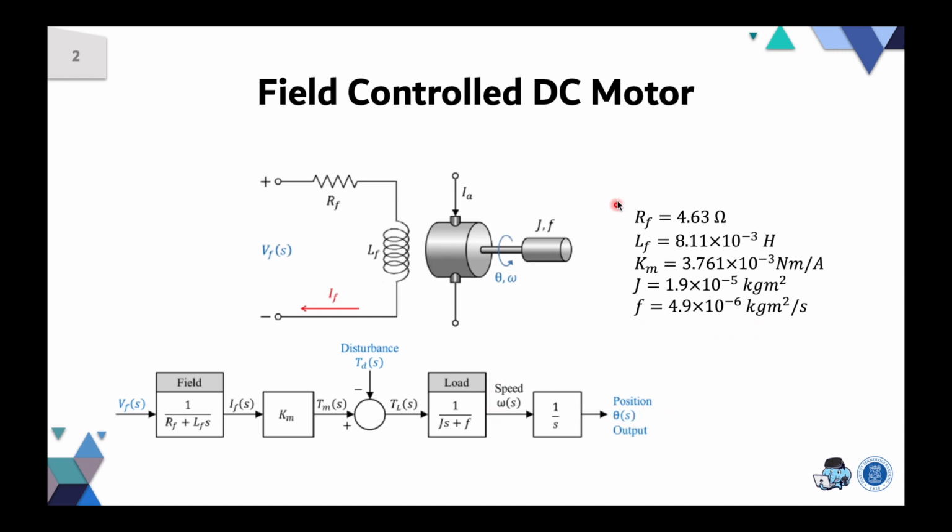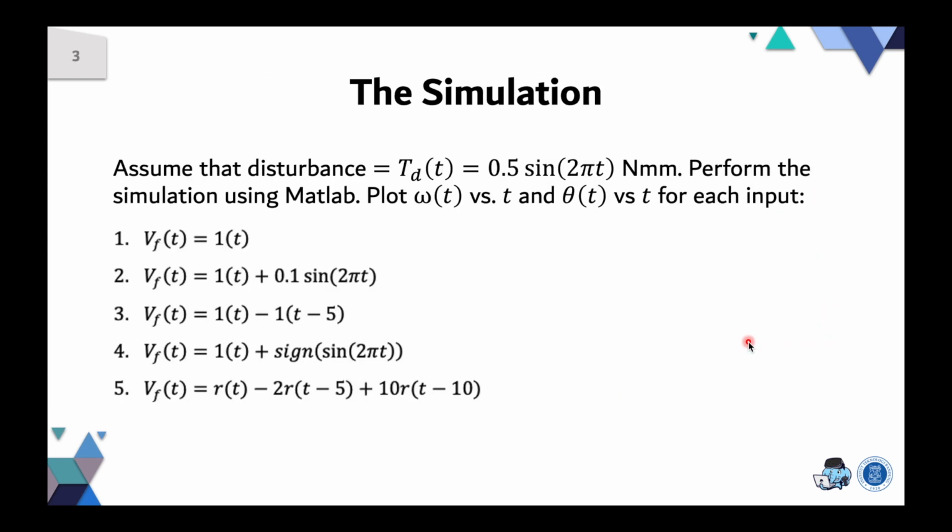These are the parameters of the motor we want to simulate. The simulation will be conducted in MATLAB, where the disturbance is assumed to be Td as a function of time, equal to 0.5 sin(2πt). The unit is Newton millimeter.